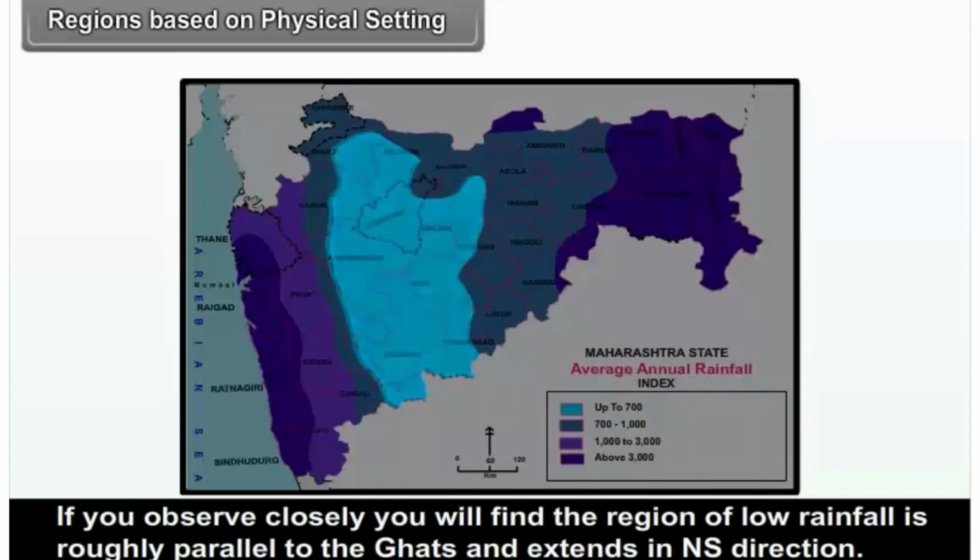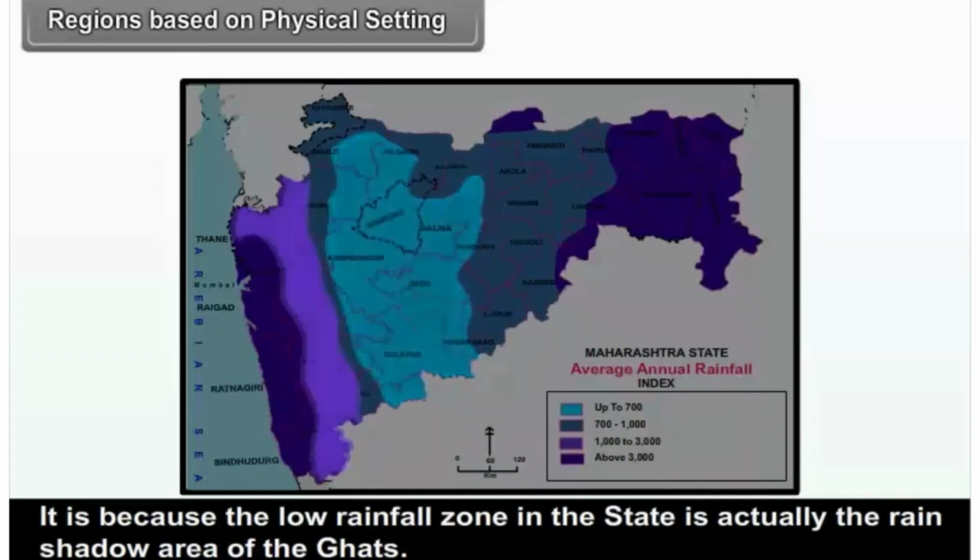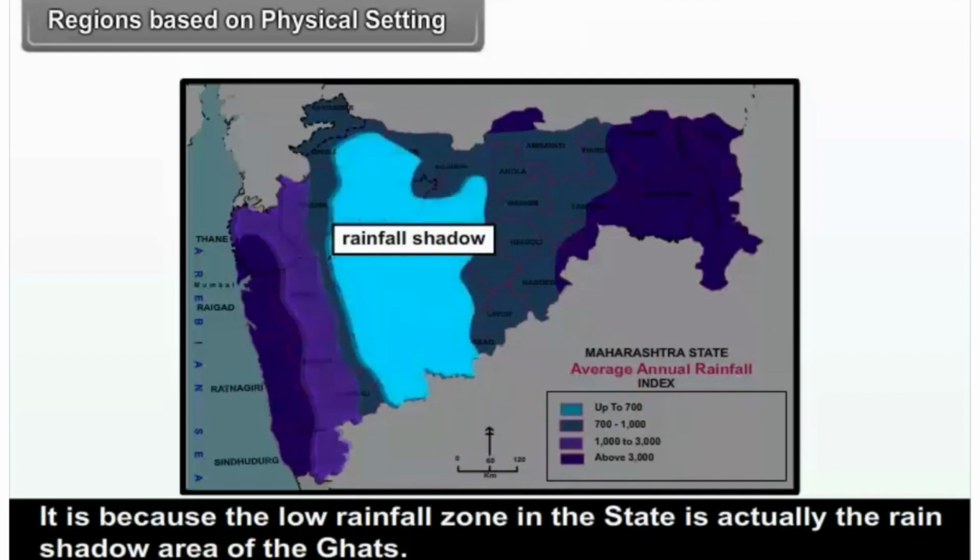If you observe closely, you will find the region of low rainfall is roughly parallel to the Ghats and extends in north-south direction. It is because the low rainfall zone in the state is actually the rainfall shadow area of the Ghats.